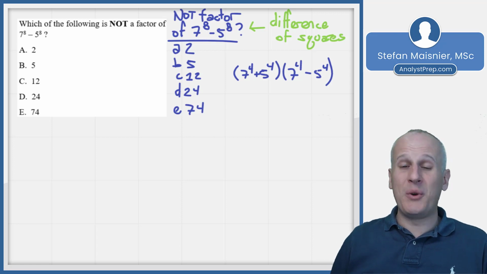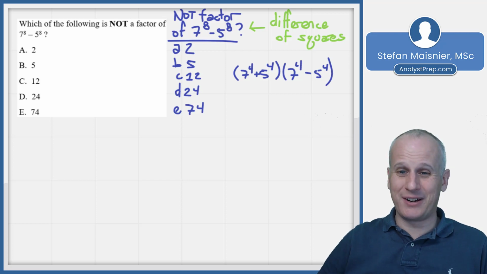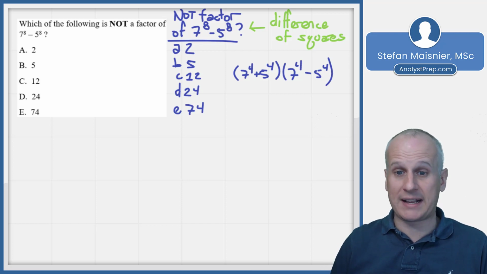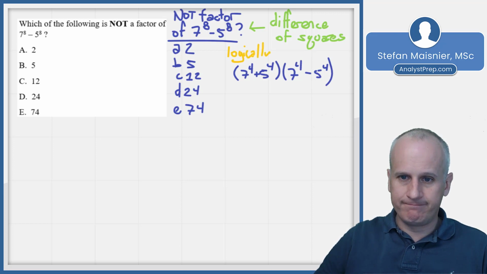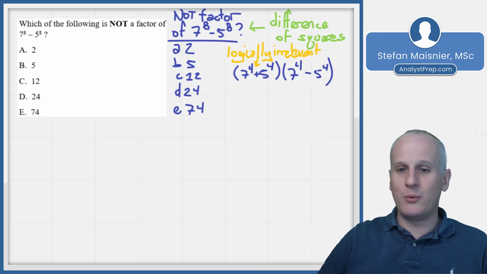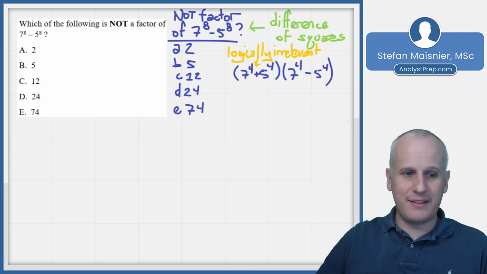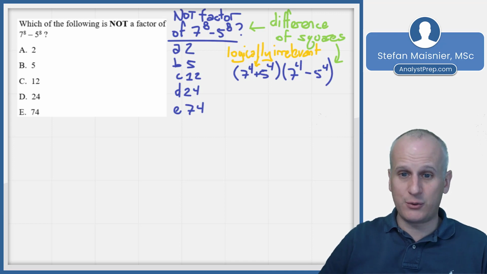Now, knowing what I know of the exam, I'm probably inclined to just say they're not really worrying about this side because that 7 to the 4th plus 5 to the 4th is not a common quadratic. I can't really factor that any further. It's going to be huge. It's not one of my answer choices. So this is kind of logically irrelevant, at least this half. So then we can further factor this other half down as another difference of squares.